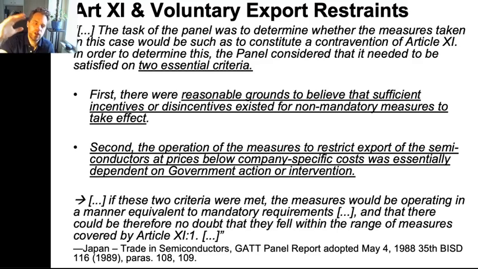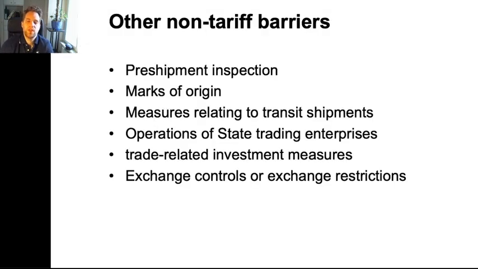So although the name says voluntary export restraints, if you look at it more closely, you'll realize that it is not as voluntary as it may seem. Therefore, the finding of the GATT panel in the Japan trade in semiconductors case was that there was no doubt that they fell within the range of measures covered by Article 11, paragraph 1.